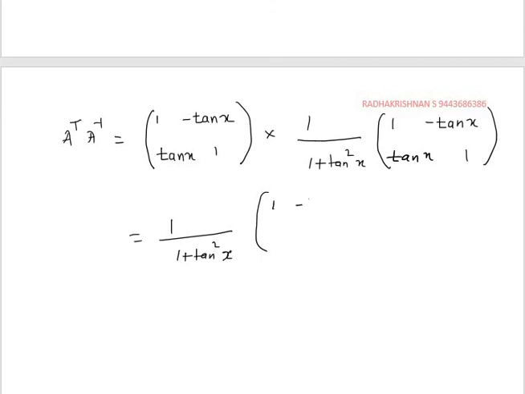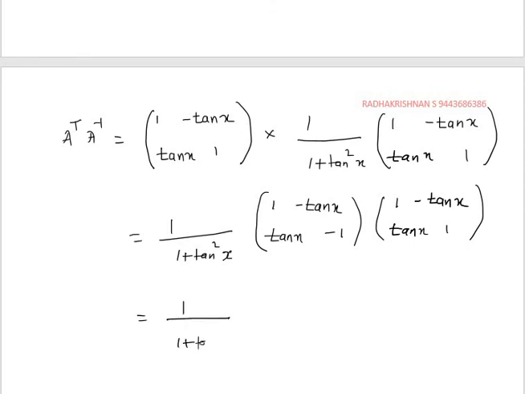Therefore, 1 minus tan x, minus 1, and this is 1 minus tan x, 1, right? Now that is equal to 1 by 1 plus tan square x. Keep it as it is. Multiply the first row with the first column. What will you get? 1 into 1, 1 minus tan square x.